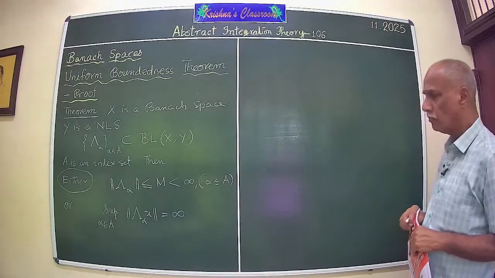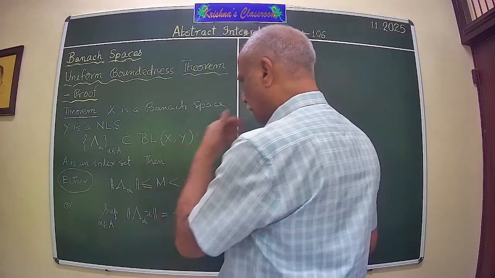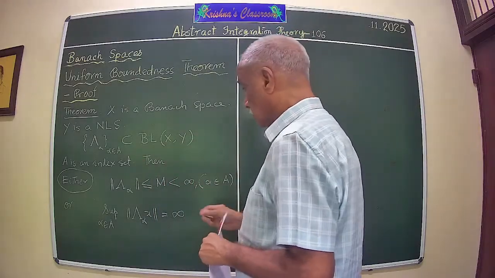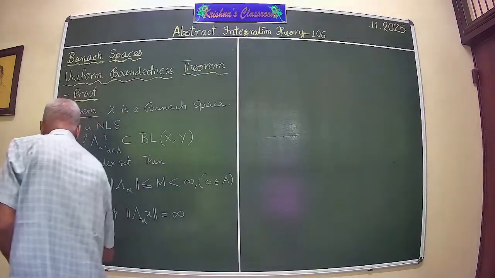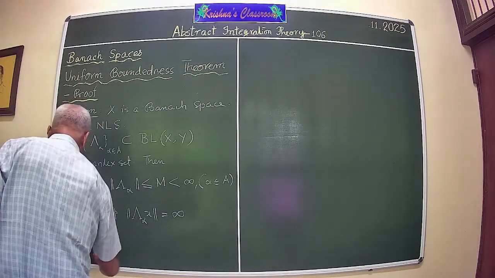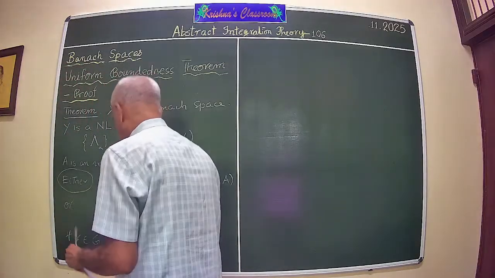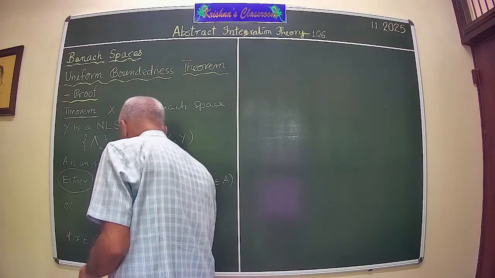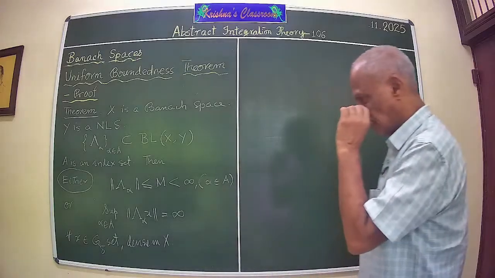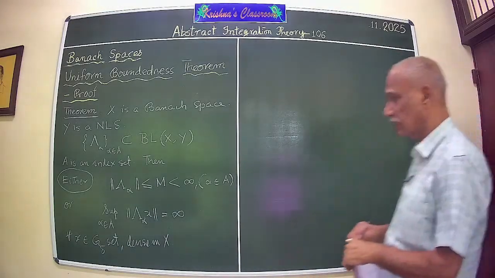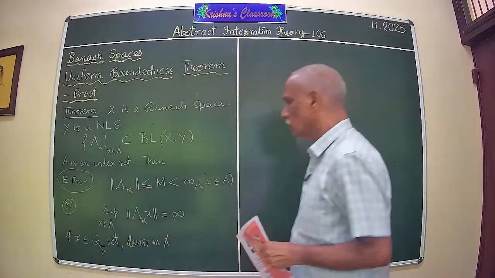The supremum of the norm of lambda alpha x, taken over alpha belonging to A, is infinite for every x belonging to a G delta set, which is dense in X. So that is the statement of the theorem. There are two possibilities, either this or this.